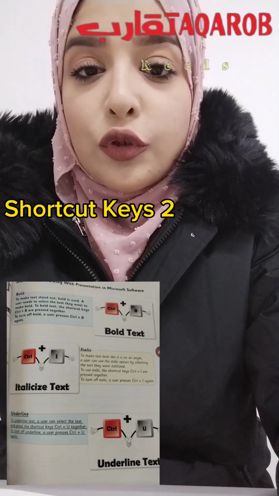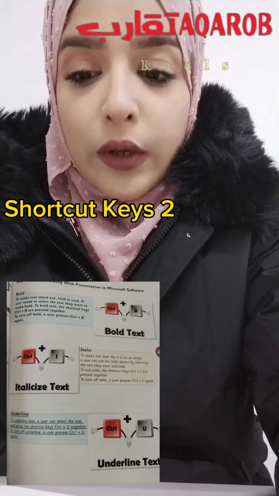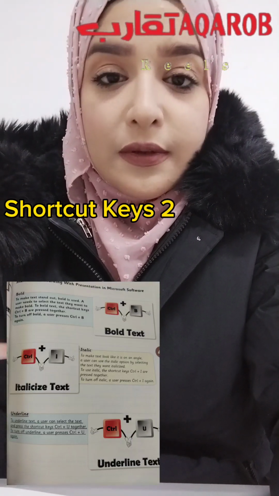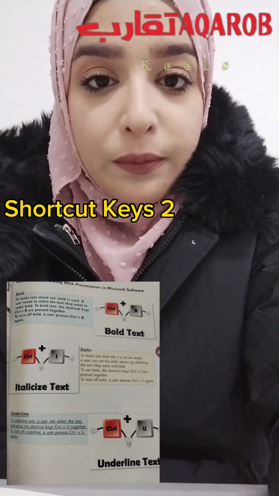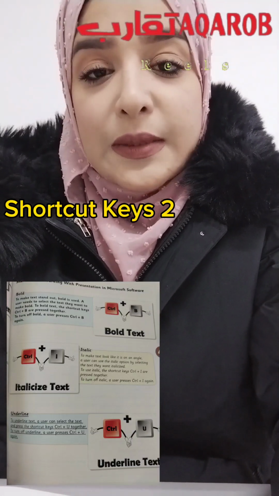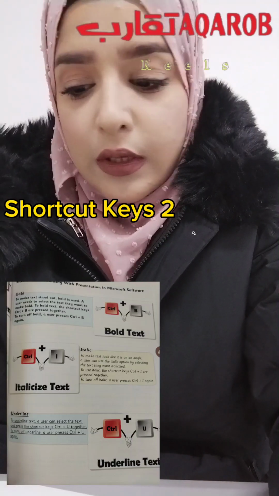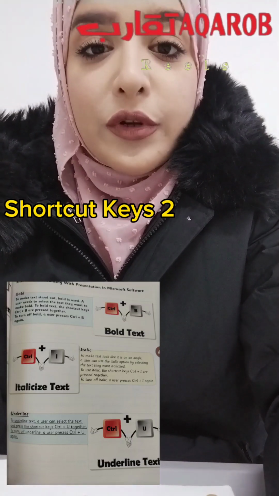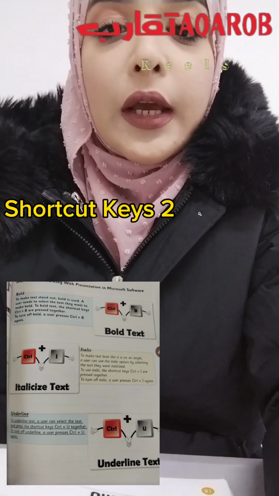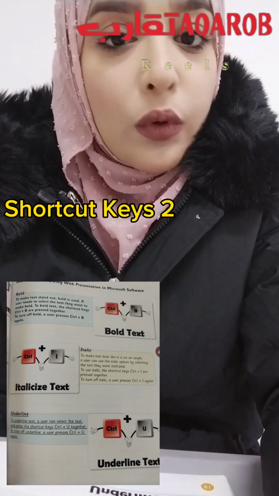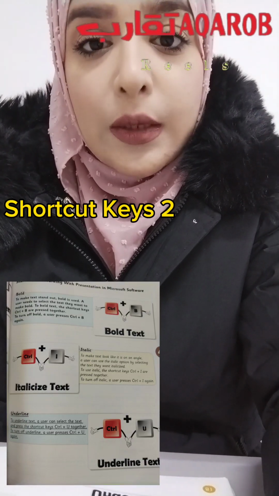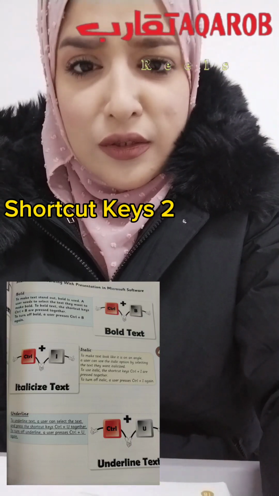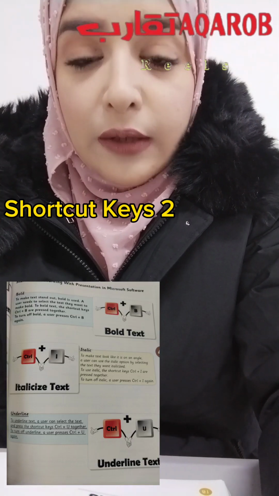We have to learn how to use shortcuts for working with presentation in Microsoft software. I want to make a presentation. What's the meaning of presentation? The meaning of presentation is making the font maybe bold, italic, underlined, all these things to improve the presentation of my text. How can I do that using the shortcut keys, without using the mouse, only the keyboard?